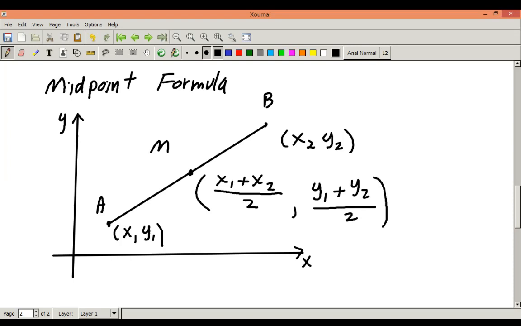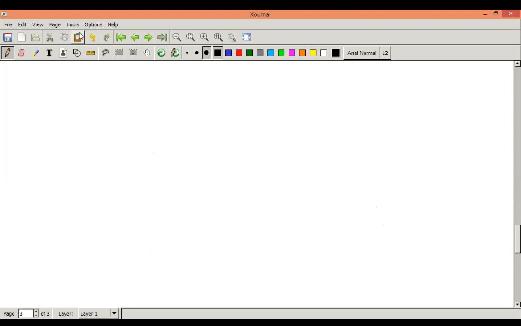And that's all you're doing to calculate the midpoint, just take the average of the x's and the average of the y's. That will give you the x and y coordinates of the midpoint between the endpoints of that line segment AB. Okay, how does all that work? Well, let's do an example to show you how that works.